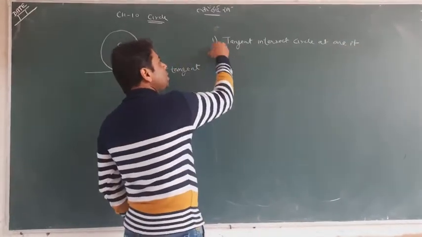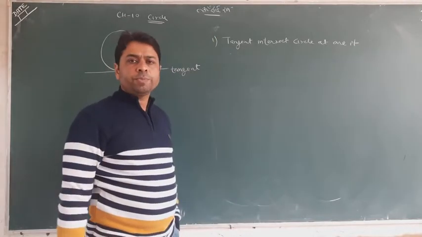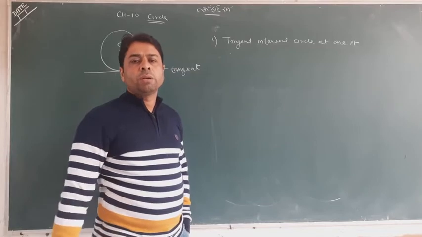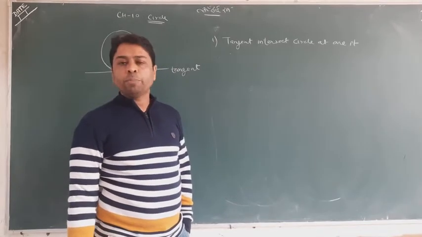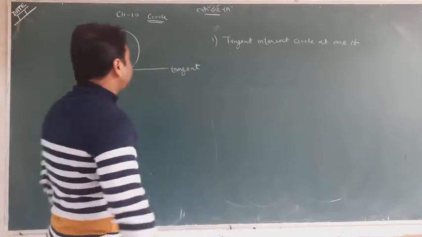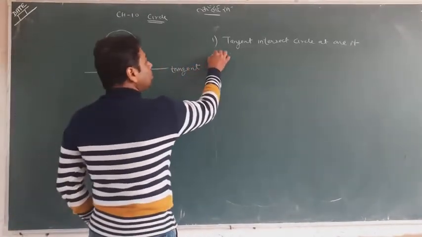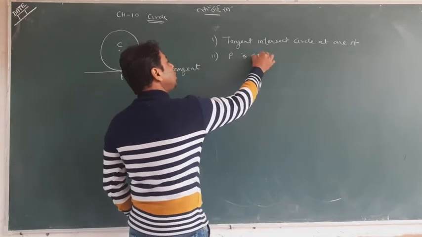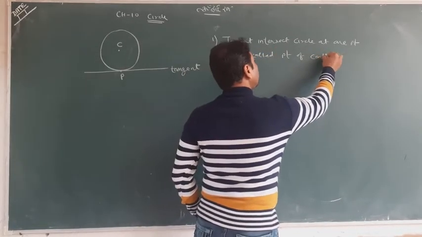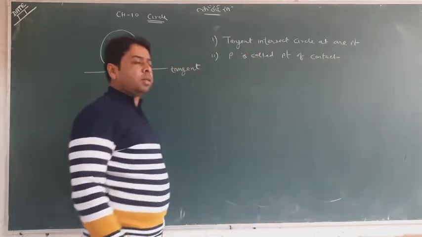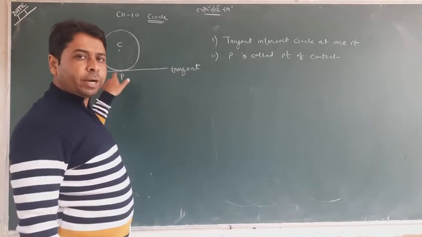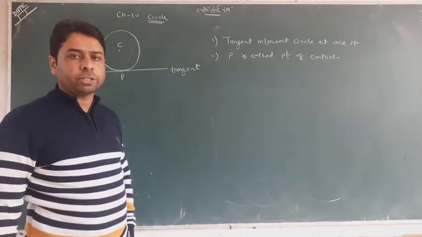So what I am writing here may be the questions in exercise 10.1. With the writing I am telling you, let's look. P is called the point of contact. We can say that where the tangent touches or intersects the circle, the point is called the point of contact.